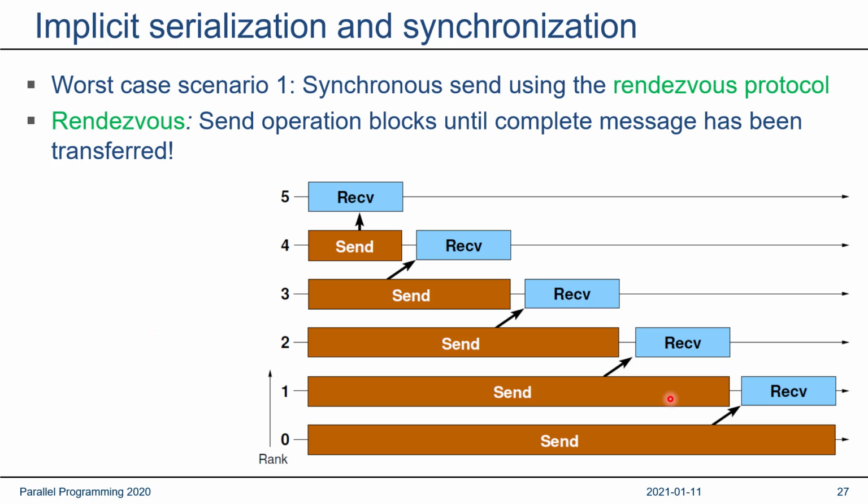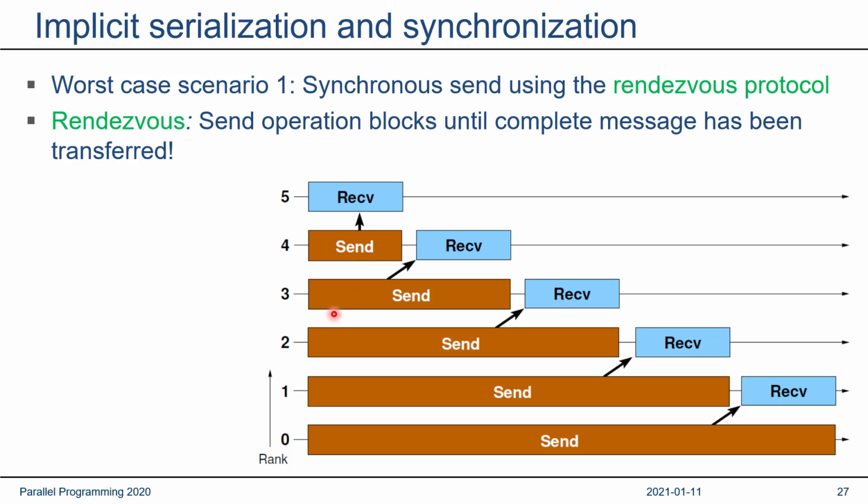Now here's probably the worst case scenario. I call it worst case scenario 1. It happens if the send is implemented as a synchronous send with a rendezvous protocol. What does rendezvous mean? It means that the send operation blocks until the complete message has been transferred. And it's completely at the disposal of the MPI implementation to do that. So you can have a valid MPI implementation that implements all the MPI sends with synchronous sends and using the rendezvous protocol. So the send returns only after the message has actually been transferred. This is allowed. Now what will happen, of course, the send-receive pair on ranks 4 and 5, they will match right away, no problem there.